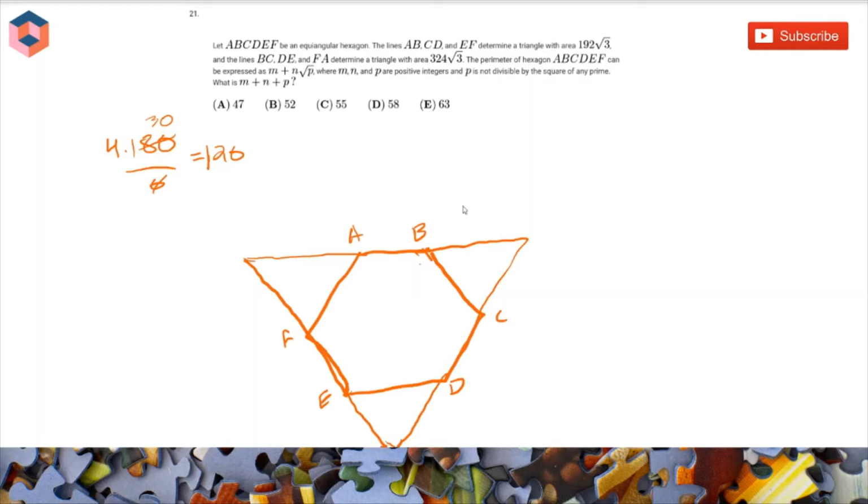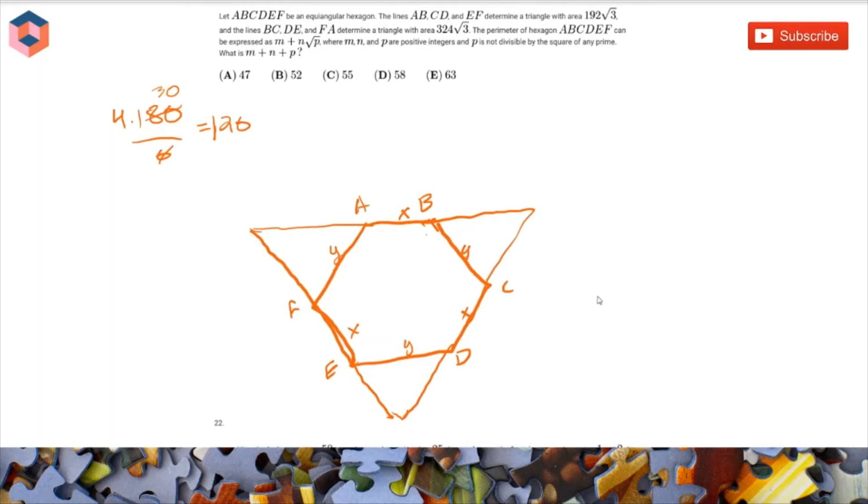Determine a triangle with area 192 times the square root of 3. By the way, we suspect that since there are two different types of triangles, we probably have two different side lengths. That seems likely. So for now, I'm going to label AB as x and AF as y. This might not be the case, but we'll assume it is, and we'll prove it later if it is true.